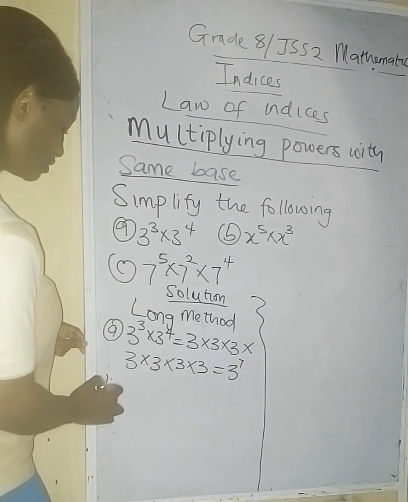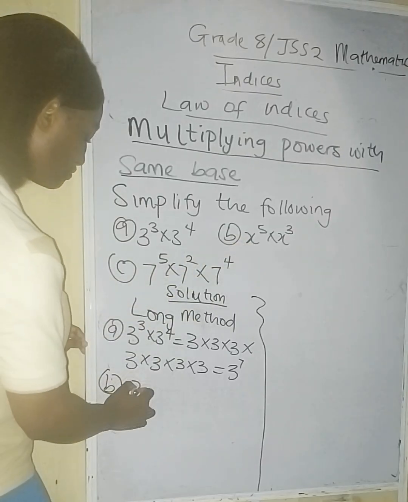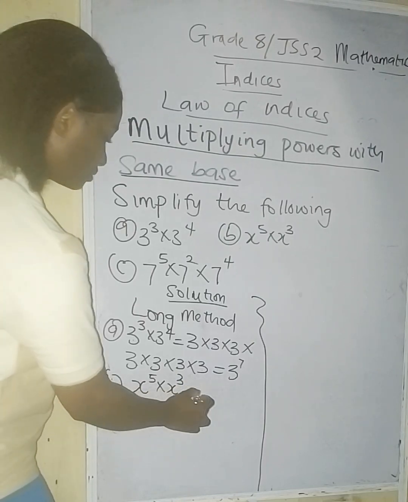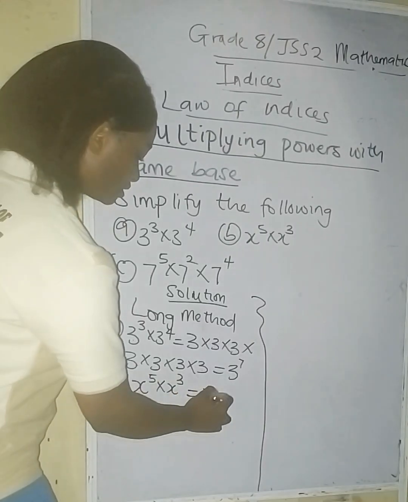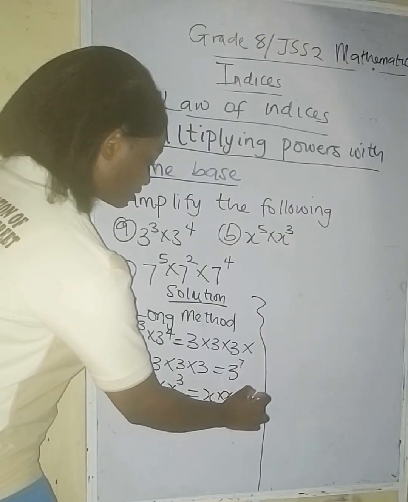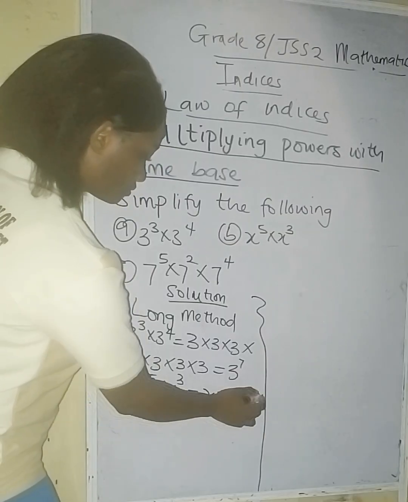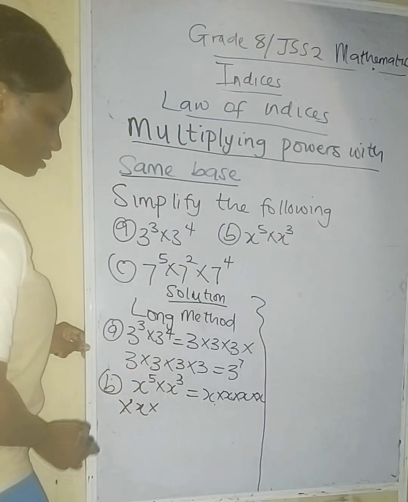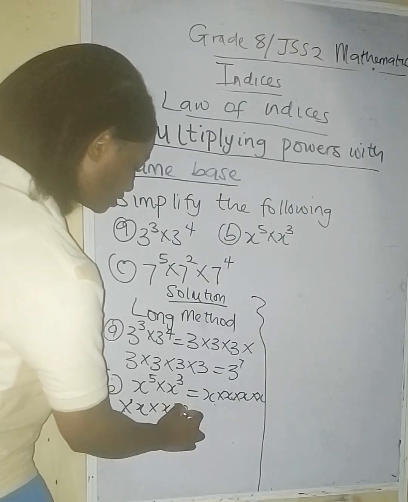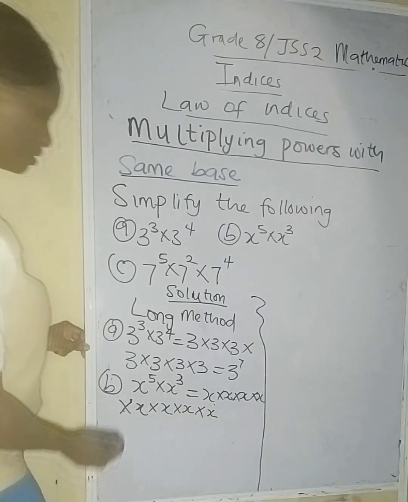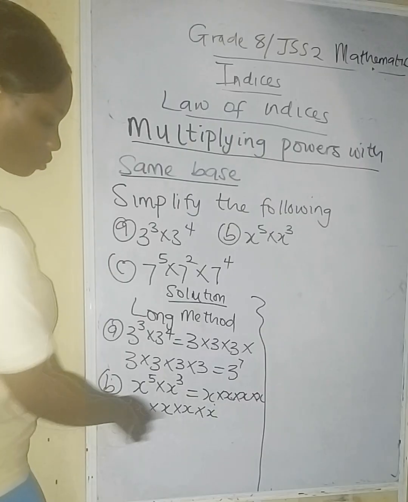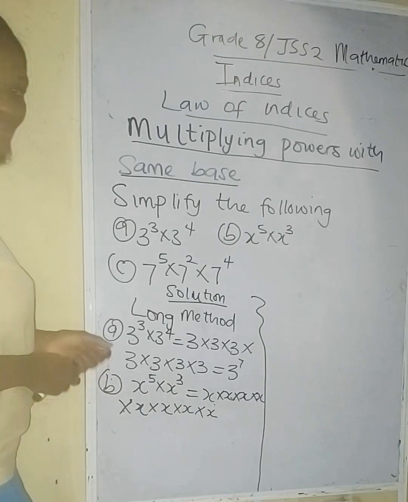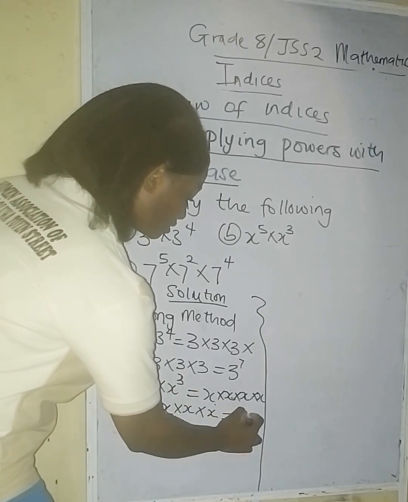So let's continue. Now we have x raised to power 5 times x raised to power 3. So x will appear how many times? 5 times. That is x times x times x times x, times another x. The next one, x will appear 3 times: x times x times x. Now let's count how many times we multiply this x: 1, 2, 3, 4, 5, 6, 7, 8. So this appears 8 times. That will be x raised to power 8.